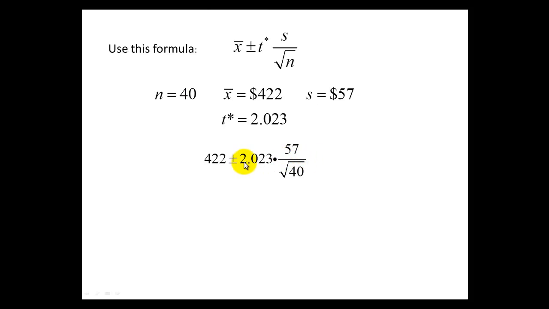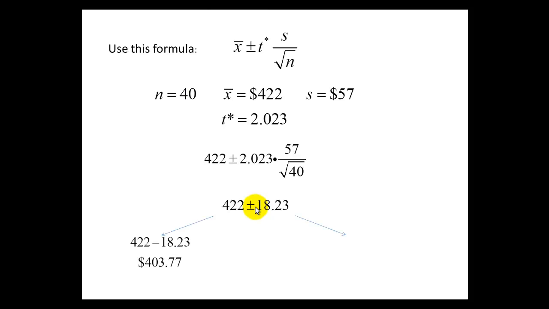If we simplify the stuff on the right hand side of the plus or minus, our next step would look like this. 422 plus or minus 18.23. What this 18.23 is, I should say, is $18.23. This is our margin of error. We're going to take the $18.23 and proceed to add and subtract it to our sample mean of $422.